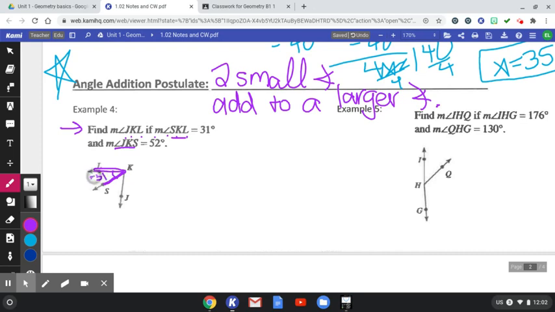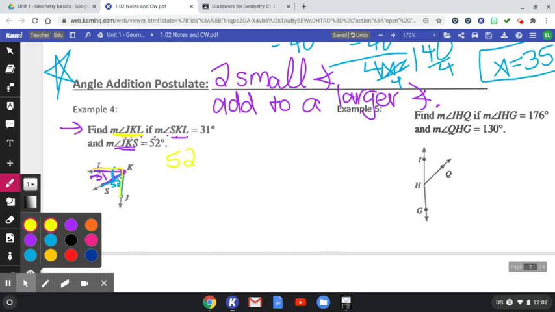And this is where it's alphabet soup to my brain right now. The next one is JKS. JKS is 52. So the top little piece was small. This one's 52. And they're asking us for the entire angle, JKL. So we're just going to add them together. So 52 added to 31 gives us 83 degrees.